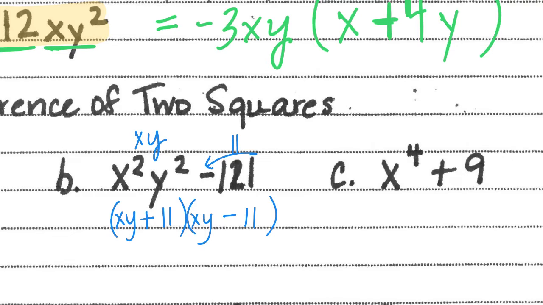The next one is x to the fourth a perfect square. It is. X squared. Is 9 a perfect square? It is. But because of this plus and knowing what we know on the pink sheet, remember that this is going to be prime.